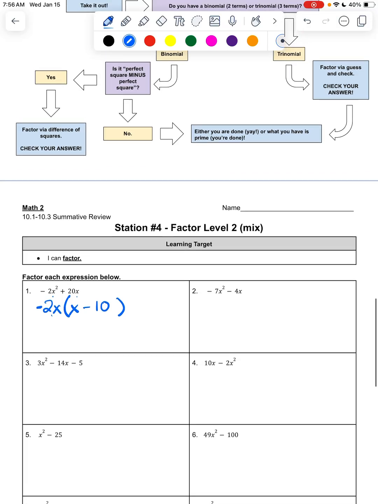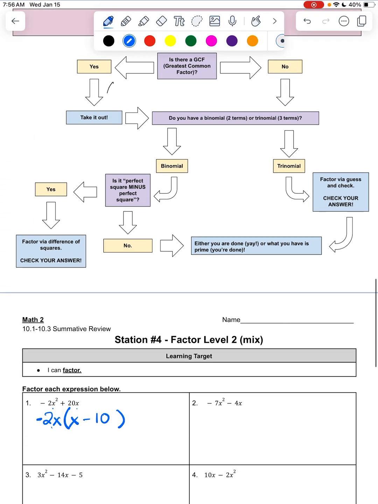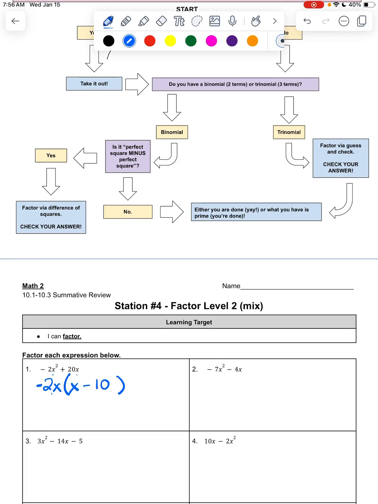And then we look at what's left behind. Do we have a binomial of 2 terms or a trinomial of 3 terms left behind inside the parentheses? Here we only have 2 terms, an x minus 10. Is that a perfect square minus a perfect square? No, neither one of those is a square, so we are done. That is the end of that problem.